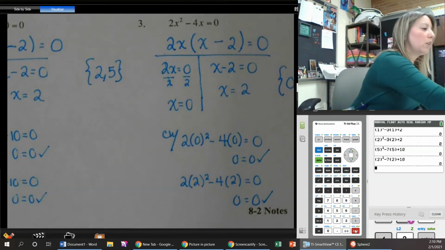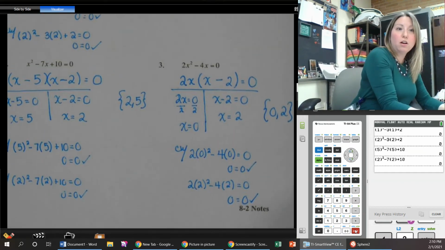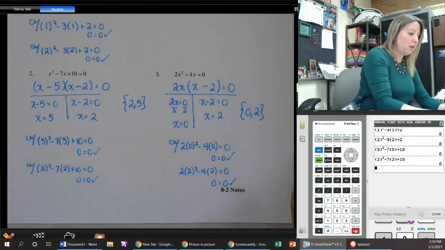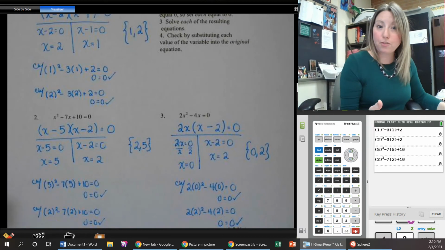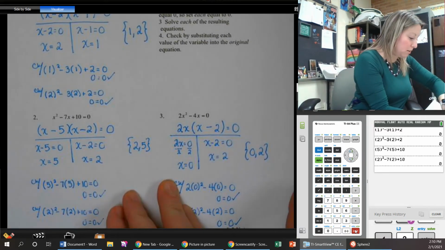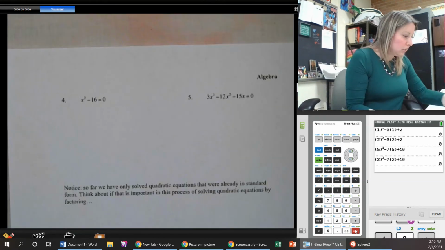All right. Do make sure you know what kind of factoring you're using. Make sure you're showing me your checks for the time being. If I see some good checks, I might start to waive that. Okay, but you want to be careful. You want to make sure you're doing that for the time being. All right. Now let's do a couple more.